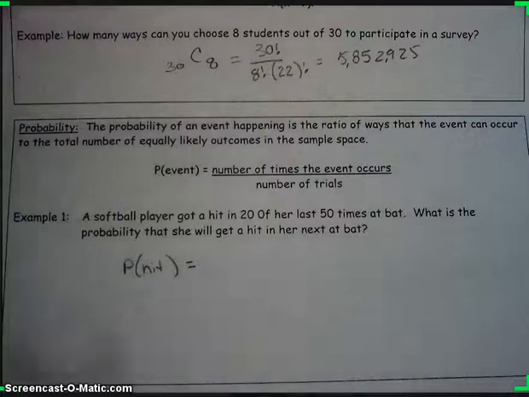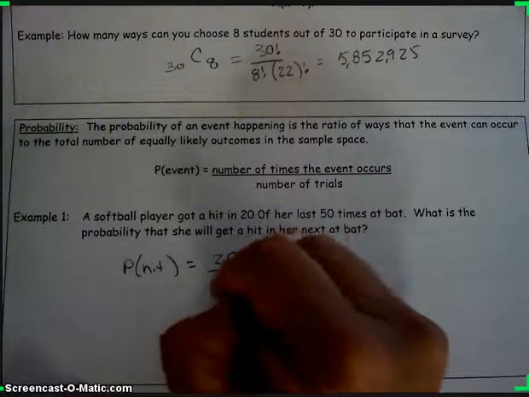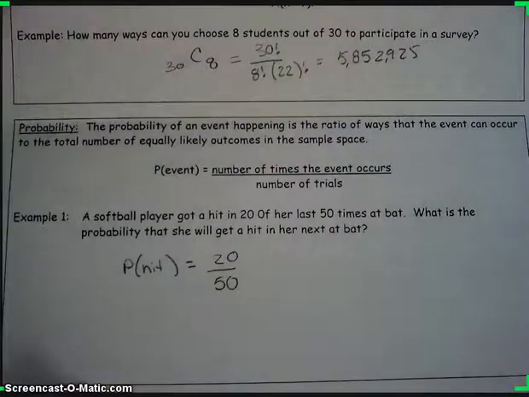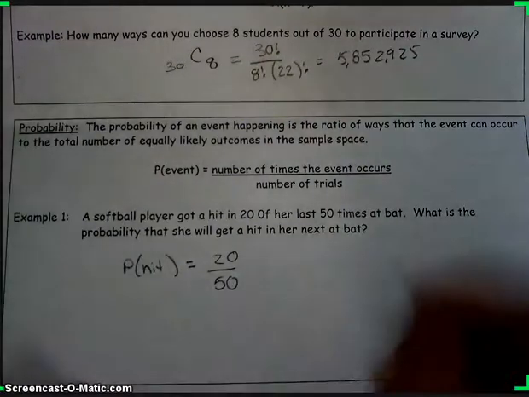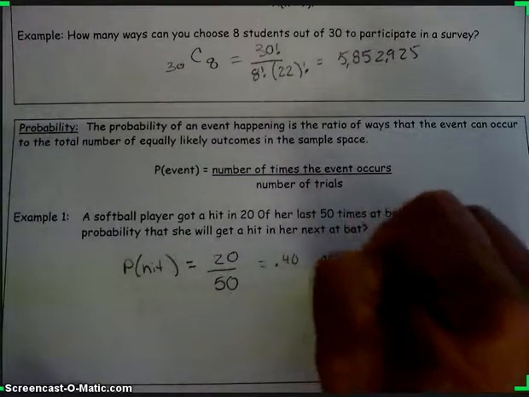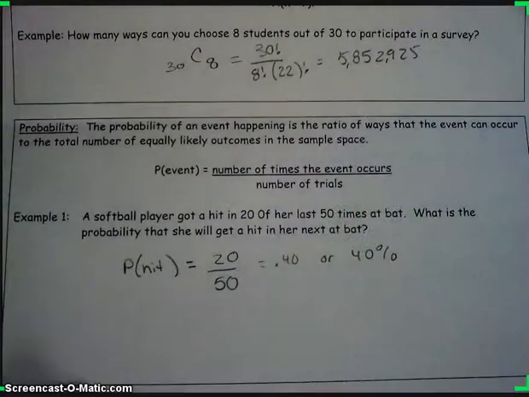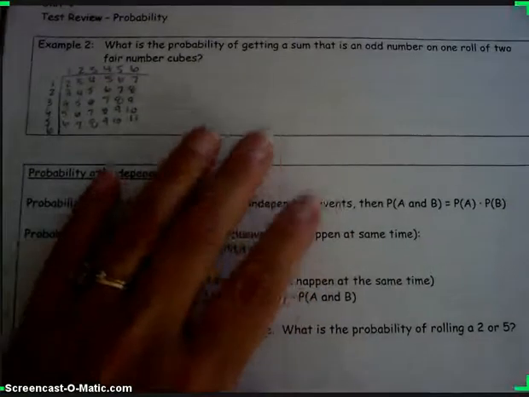Okay, so I would write this as the probability of a hit would be equal to the number of times the event occurs, so that's 20, out of the number of trials, which would be 50, and 20 divided by 50 is 0.40 or 40%. So that would be the probability that she would get a hit the next time she's at bat. Okay, so we have another example of probability.